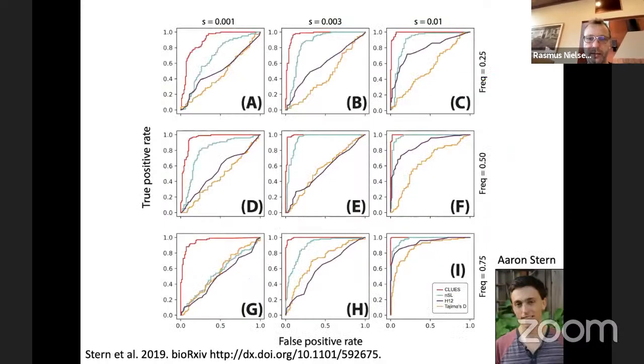All right, and this is just a little figure bragging about the efficacy to detect selection. You have on the y-axis the true positive rate, and on the x-axis the false positive rate. And these are under different scenarios of selection. Our method is in red, and competing methods are in black, yellow, or blue. And it's one of these figures that show that your method works better than other methods.